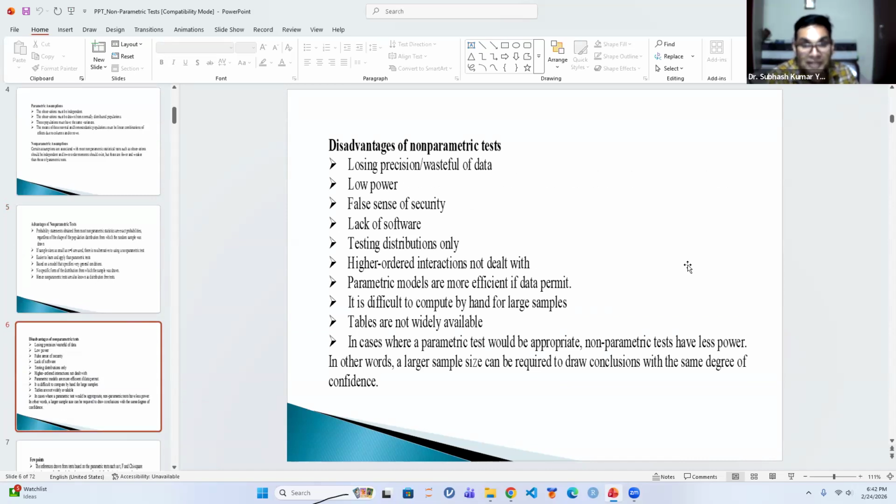Definitely there are many disadvantages of non-parametric tests: losing precision, wasteful of data, because we only apply the ranks. There may be a huge difference between, say, one person who obtained 60 marks and the last person who obtained 90 marks, but the ranks will be equally distant. So it has low power, and a false sense of security, because even with a huge difference in numbers there is a similar difference in ranks. And there is a lack of software.